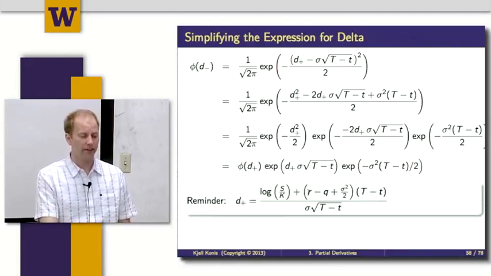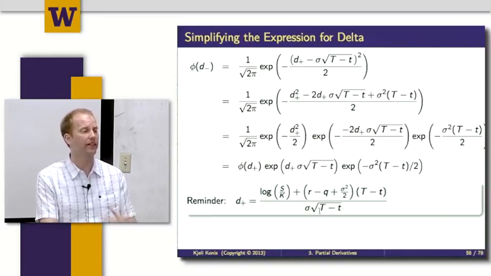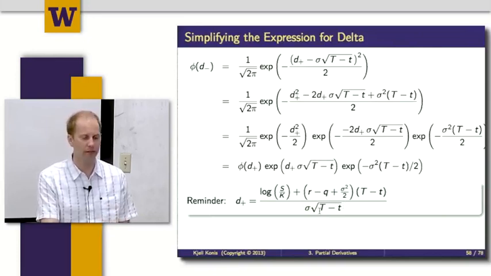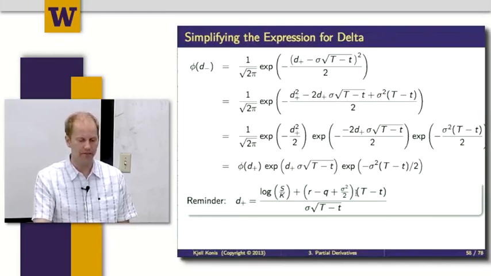And now just a quick reminder of what d plus is equal to. So what I have here is d plus times sigma square root of t minus t. And so all this sigma square root of t minus t is going to do is cancel out the sigma square root of t minus t in the denominator of d plus. So what I have is e to the numerator of the definition of d plus here. So I'll do that in the next line.